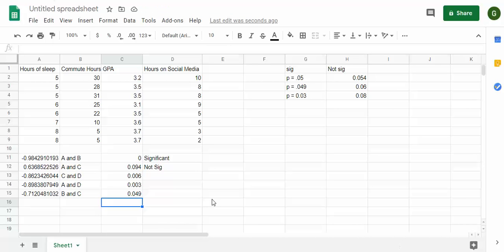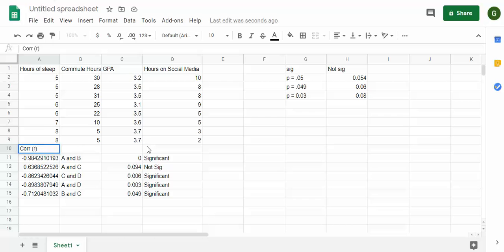So now I've calculated all of these the same way. This one is significant, it's under 0.05. Same thing for this one, and this one also, that's just right below 0.05. Now what I'm going to do is take all of these correlations, which are R, and then the P, which is over here, and put them into the results paragraph.